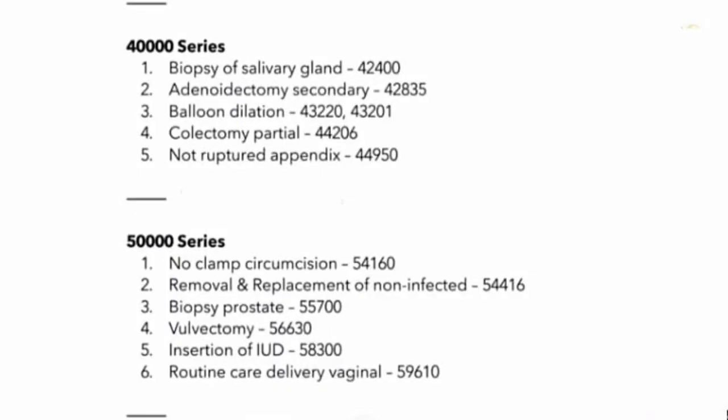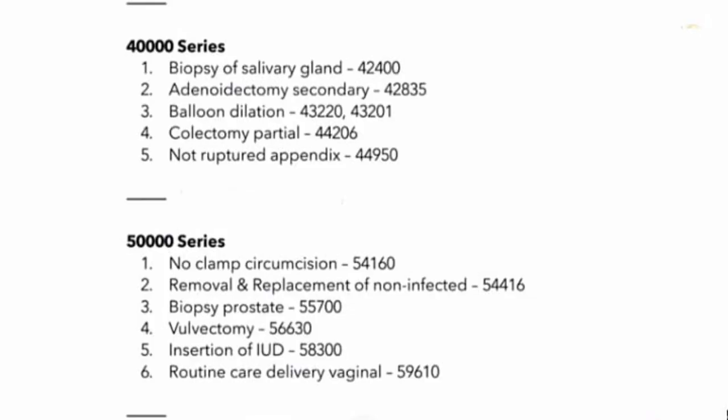Next is the 40K series. Here 5 questions are there. The first question is a biopsy related question, biopsy of salivary gland. The code is 42400. And the second question is adenoidectomy secondary, 42835. I am just telling the code and also the main definition. You have to check in your CPT textbook.